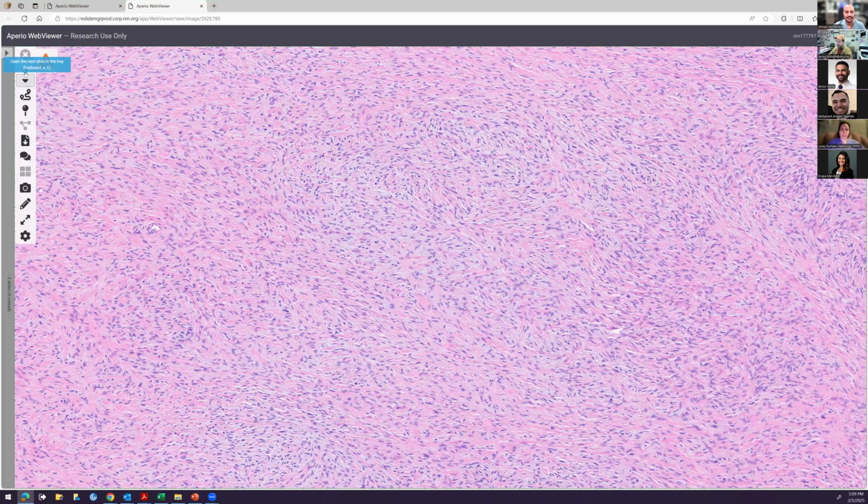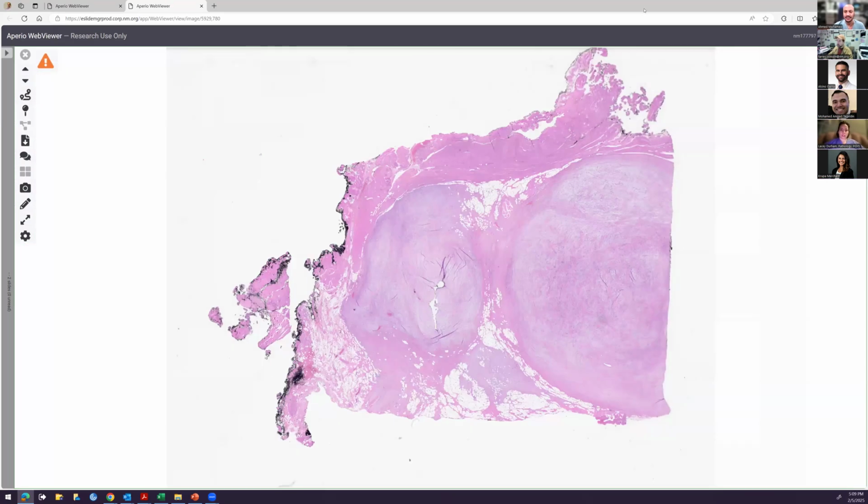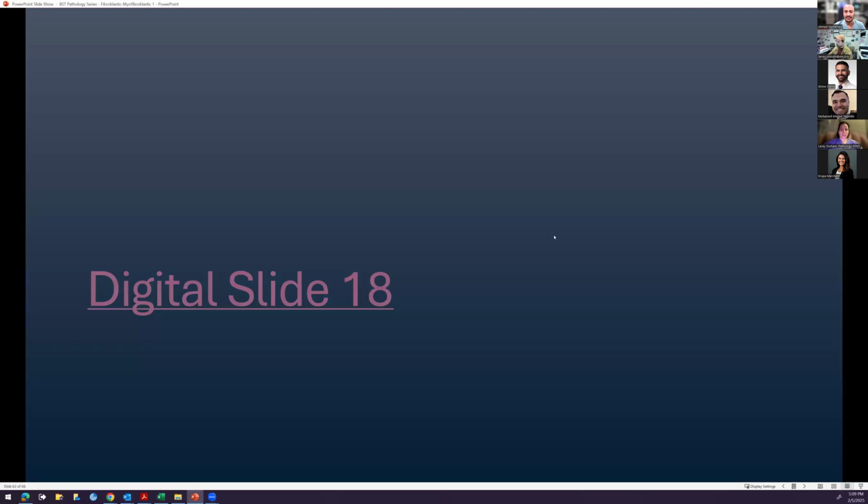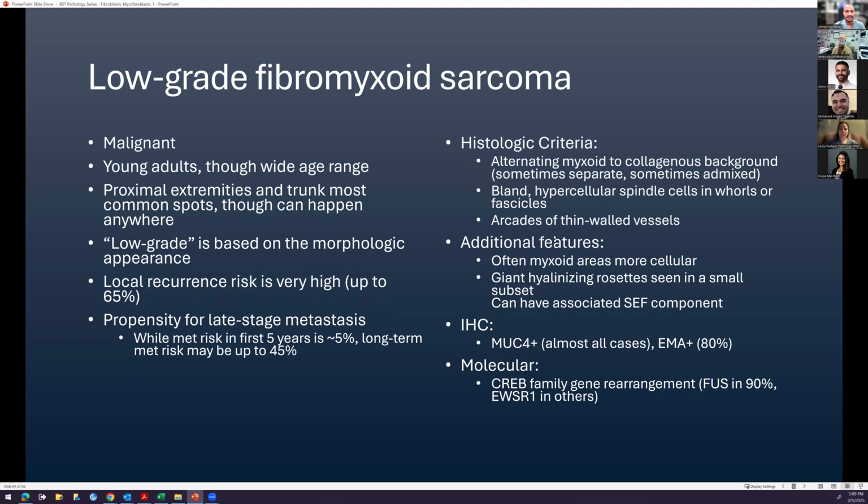All right, so yep, you guys are correct. This is low-grade fibromyxoid. These are both examples of low-grade fibromyxoid sarcomas. So let's talk about them. Okay, low-grade fibromyxoid sarcoma. We'll talk about the histologic criteria first. You generally are supposed to have this sort of alternating myxoid to collagenous background.